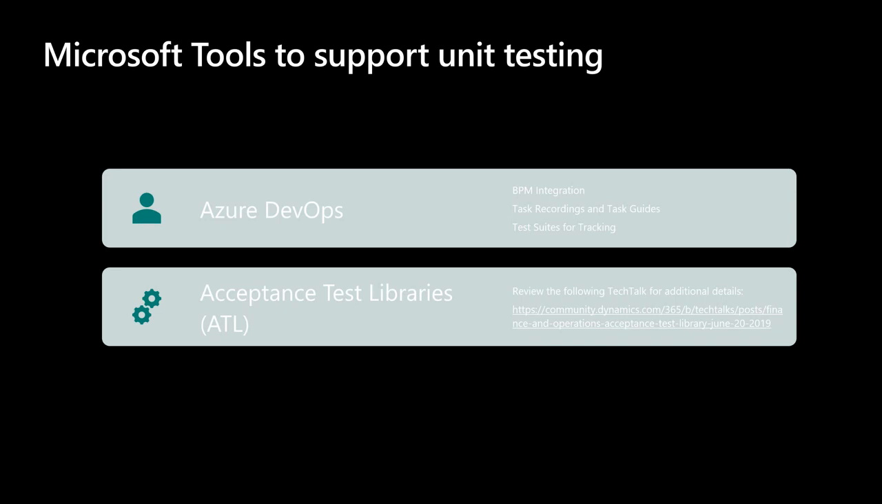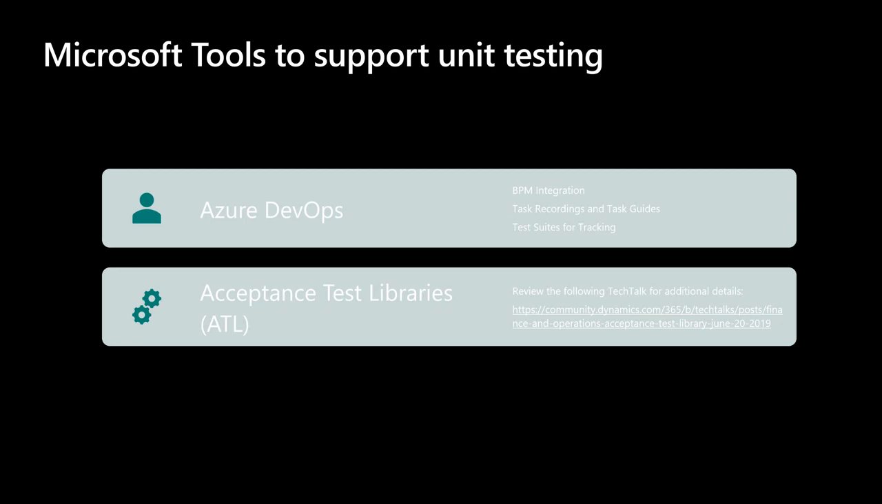You can also create task recordings and task guides within the D365 application. And then you can also set up test suites for tracking of that unit testing within Azure DevOps. These are all going to synchronize and integrate between your Dynamics 365, your LCS, and Azure DevOps. So that's a great out-of-the-box tool that helps keep track of the total number of unit tests that need to be run, as well as progress for each of the tests that have been run in the system.